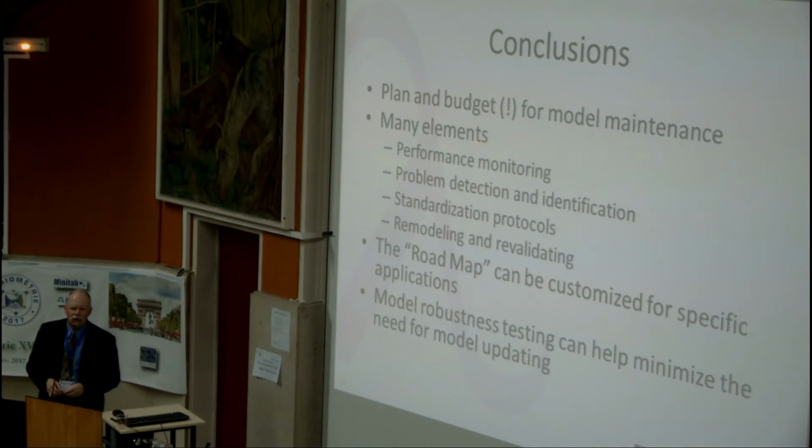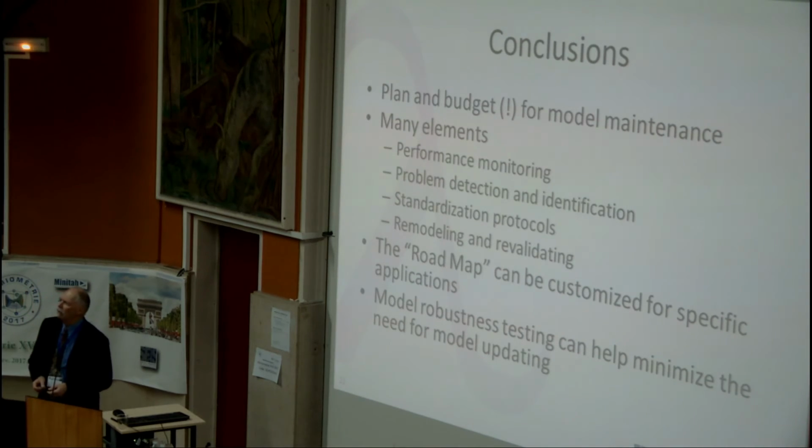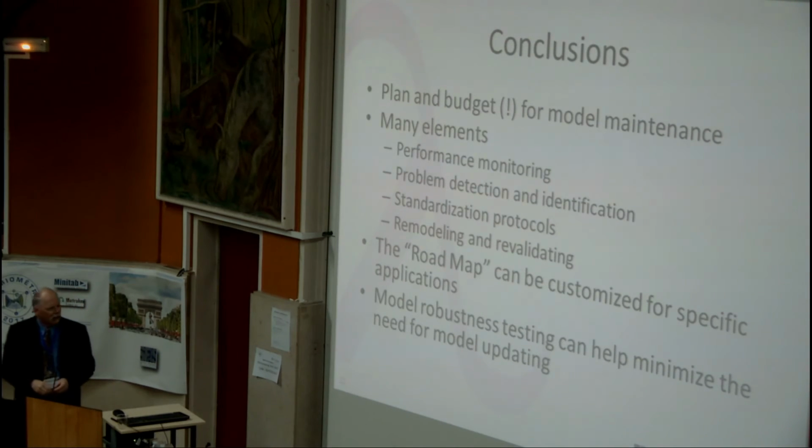So in conclusion, plan and budget for model maintenance. There's many elements to it: performance monitoring, problem detection and identification, standardization protocols, and remodeling and revalidating. I think this roadmap is a good starting point for a lot of applications. Not every branch of it is going to be needed everywhere, but I think it covers quite a little bit of the territory. And model robustness testing up front also can help you minimize the need for model updating.